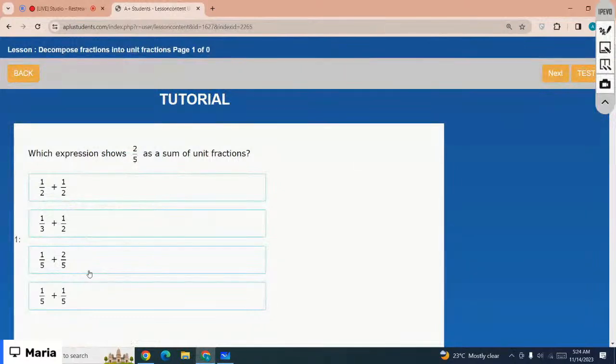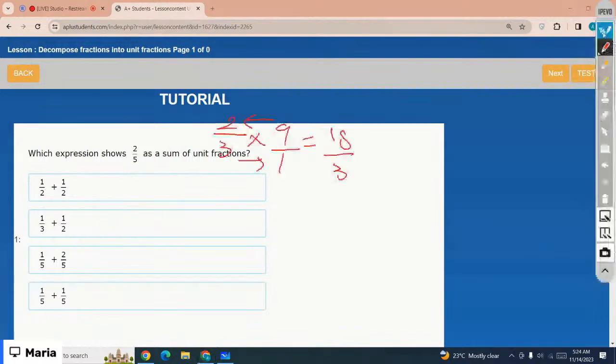Okay, so decomposing fractions means you can divide the fractions into smaller parts, right? Which expression shows 2 by 5 as a sum of unit fractions? So you have 2 over 5. You can divide 2 by 5 as 1 by 5 plus 1 by 5 because they have the same denominators.